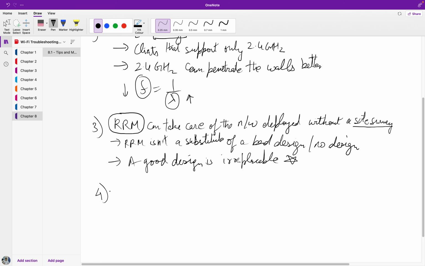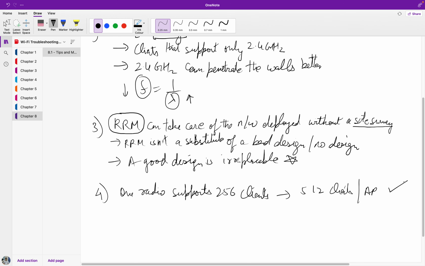Okay, now the fourth one is, in a lot of data sheets of the access points, you will see that one radio supports 256 clients association, right? Which is true. Theoretically, it's absolutely true. Now, the misconception is, when customers buy access points, they think one AP has two radios, which means I can connect approximately 512 clients per AP. Theoretically, it is absolutely right. But should I do this? Absolutely not. Okay, do not let customers fall for this.